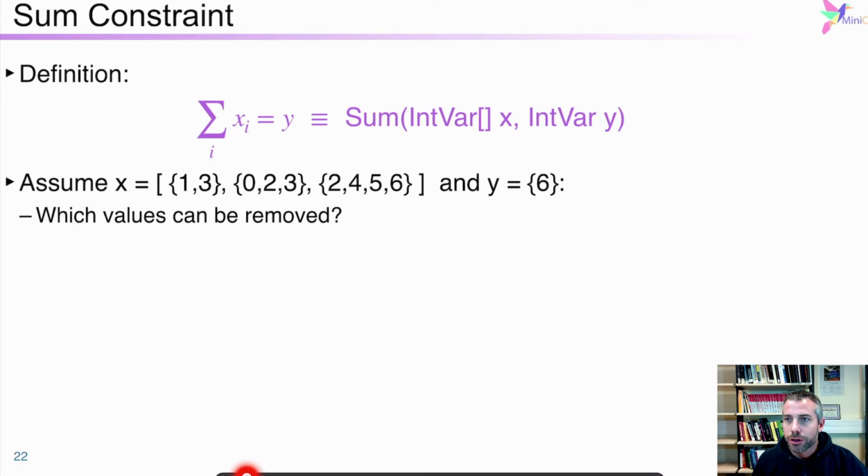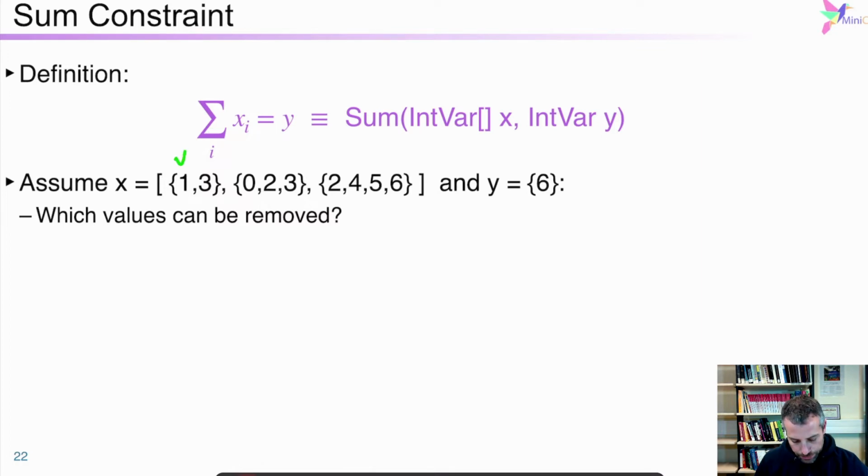Let's try to discover, on a small example, the values that we can remove from the domains if we would apply a domain-consistent filtering algorithm. To decide which value should be removed, I propose that we consider each of them and see if there is a combination of the other two domains that could sum to 6. If we take the value 1, for instance, you should be able to sum to 5 with two values from x1 and x2, and that's the case because you can take, for instance, 5 and 0. So 1 is a valid one.